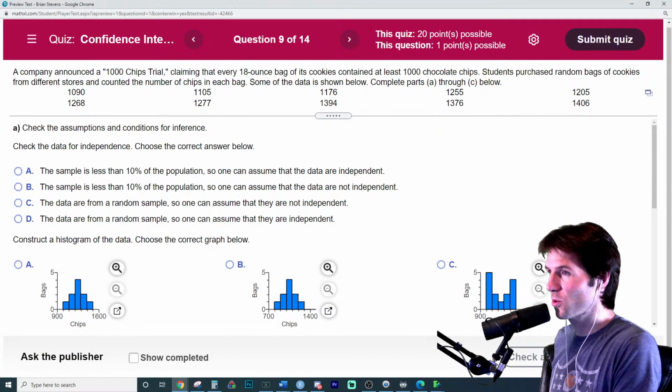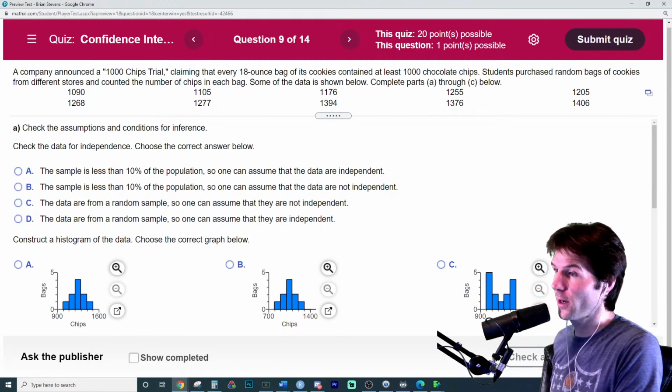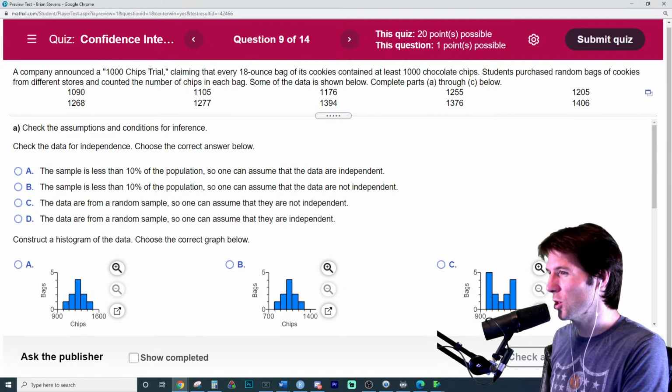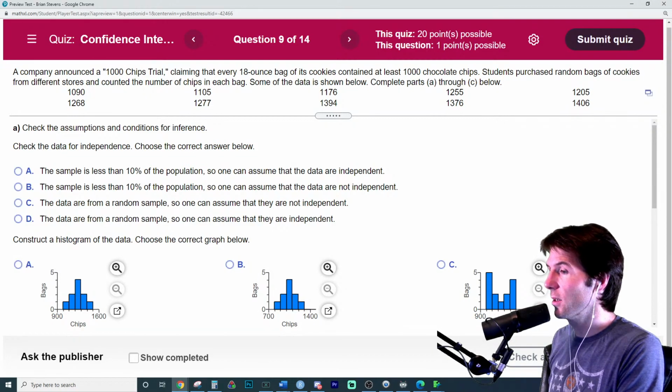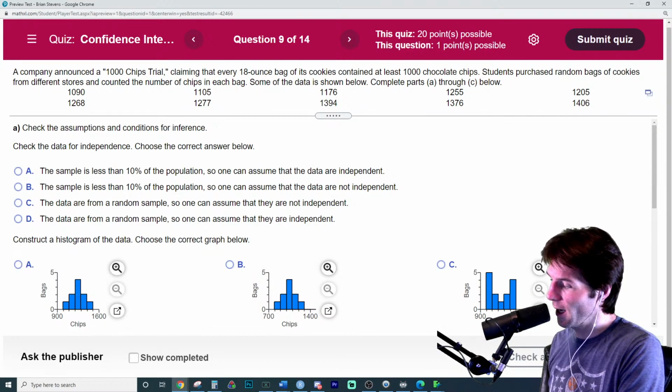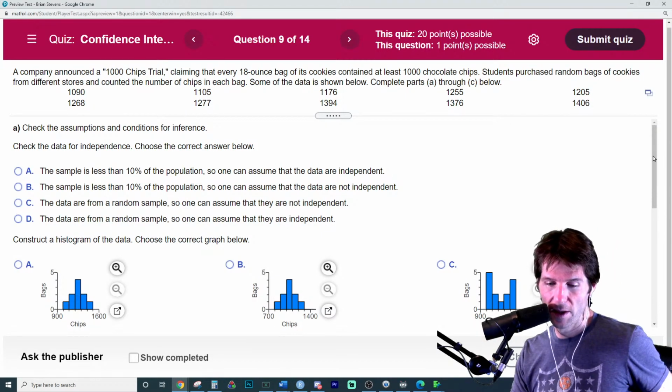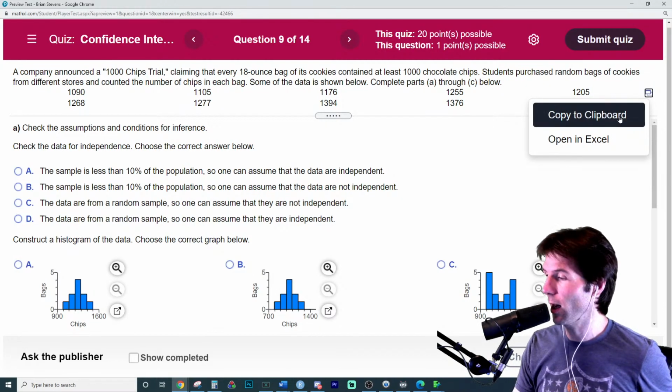Okay, for the 1,000-chip trial, we are first given some data right here. Now, the best way to solve this is with JMP. Solving this by hand is going to take a lot longer. So once again, we are going to make confidence intervals to figure out the true amount of chips in the bag. Let's go ahead and check this out. We're going to take our data right here and go to copy to clipboard.